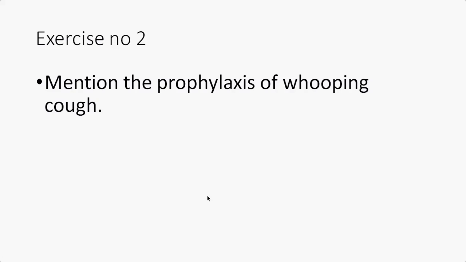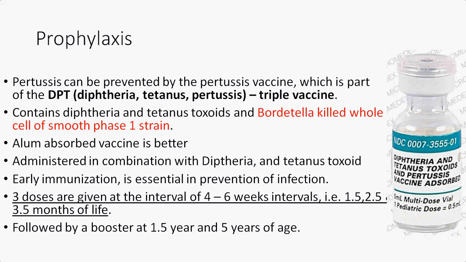Exercise number 2: mention the prophylaxis of whooping cough, which is most important, as every student has had one vaccine. In that, DPT is the most important. About 50% will definitely get a DPT question in the spot examination. So DPT is diphtheria, pertussis and tetanus. This is a triple vaccine, you know.